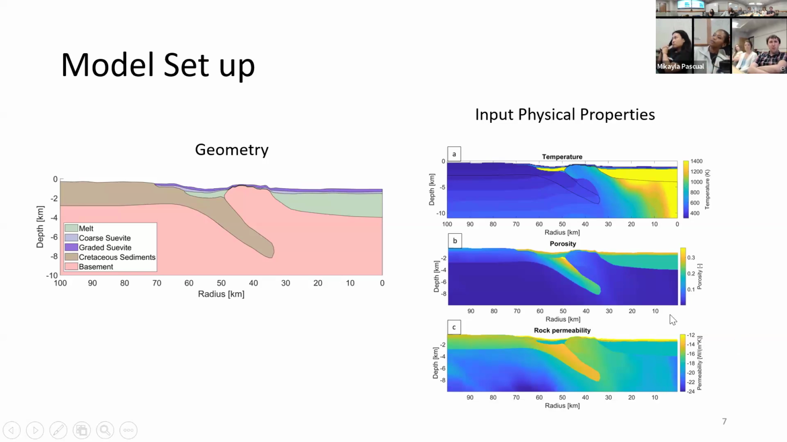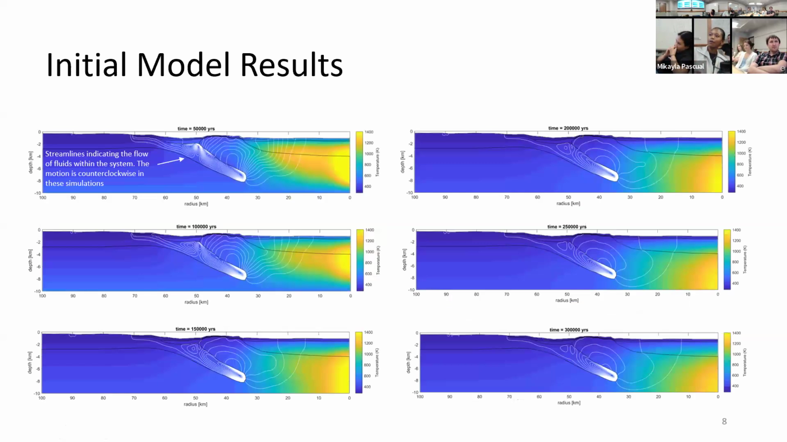And when it comes to permeability, they did some experiments on samples from the borehole, and we got a relationship between porosity and permeability, and we use that to create this permeability field and also include an exponential decay with depth. So adding all that into our model, these are the results that we get.